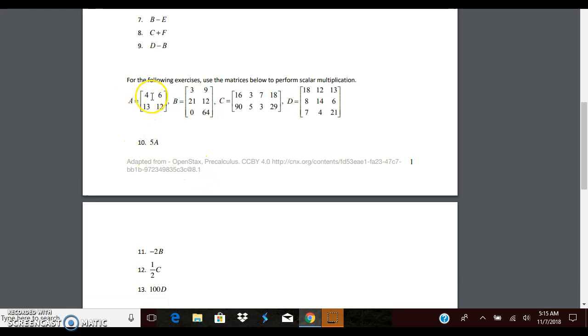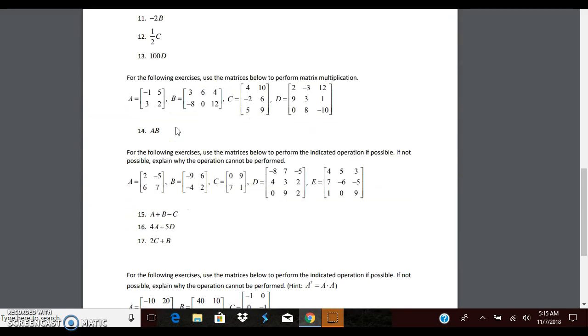So for 5 times A, I would have to multiply 5 times 4, which is 20, 5 times 6, which is 30, 5 times 13, and then 5 times 12. And that would be my new matrix.